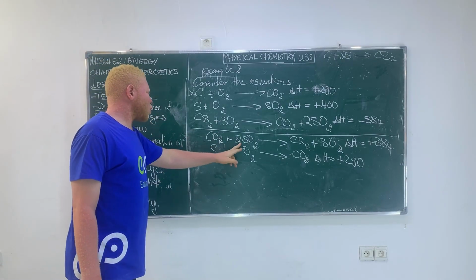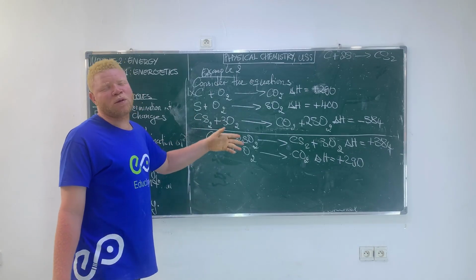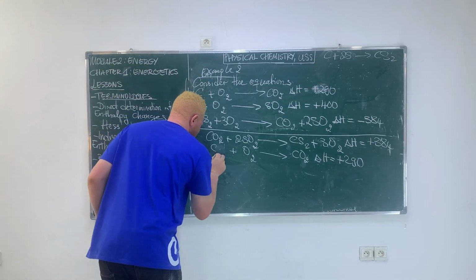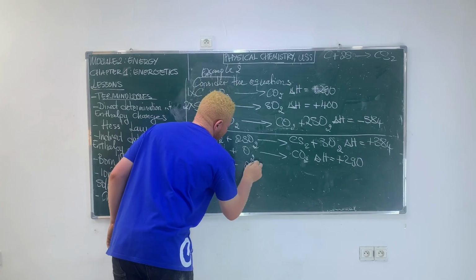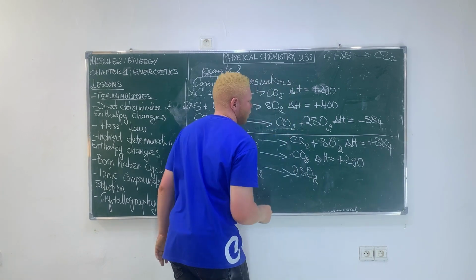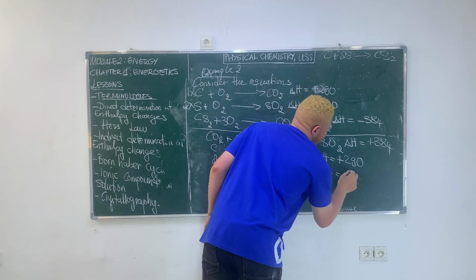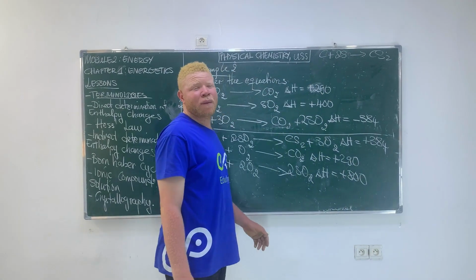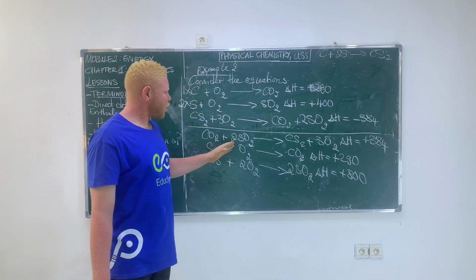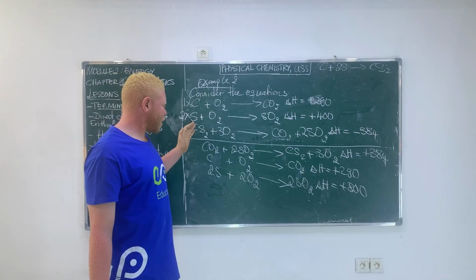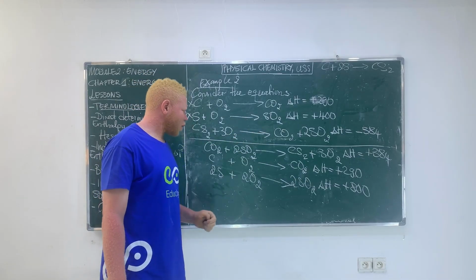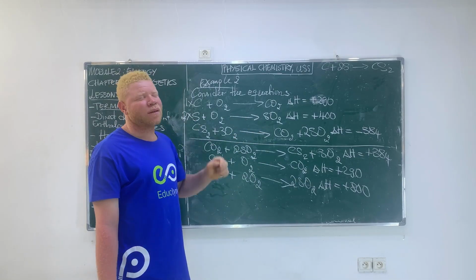Then, in front of SO2, there is 2. I'm multiplying the SO2 equation by 2. So multiplying by 2, I'm going to have 2S plus 2O2 giving 2SO2. I also multiply the delta H by 2 because in front of SO2 there's 2. That's 2 times S, that's 2S. 2 times O2, that's 2O2. 2 times SO2, that's 2SO2. Now I'm having 3 new equations.